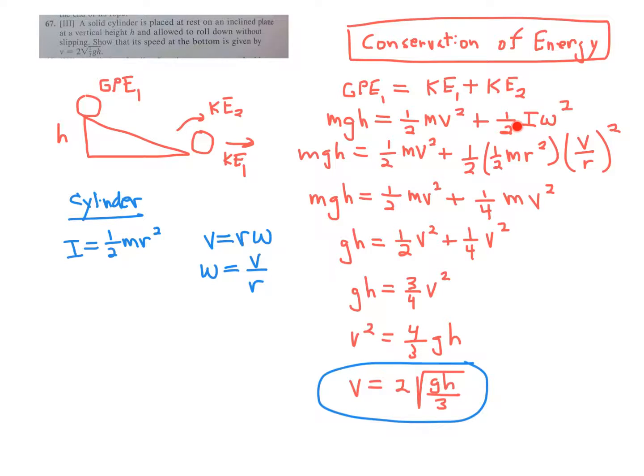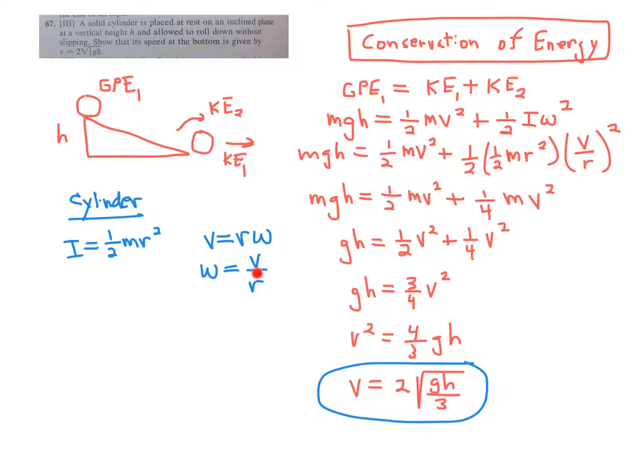And for a cylinder, the rotational inertia is 1/2 mr squared. So this here's the rotational moment of inertia, rotational inertia of the cylinder. Omega is v over r, as we see once again over here, the relationship between tangential velocity, linear velocity, and the rotational speed or velocity of a rotating object.